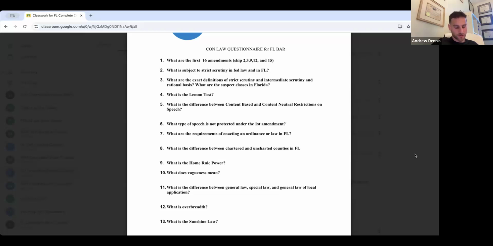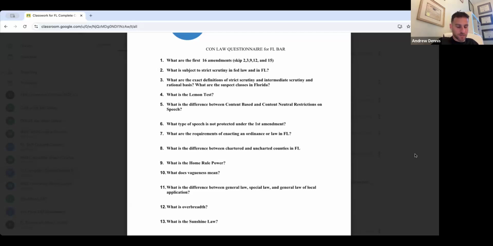Intermediate scrutiny, and Stephanie on Thursday helped the class understand this, is an important government interest, right? It's substantially related to an important government interest. And that would be like gender or illegitimacy. So strict scrutiny is necessary to achieve a compelling government interest, and intermediate scrutiny is substantially related to an important government interest. The government will bear the burden of proof here. Intermediate scrutiny can also apply to regulations of commercial speech, and we'll see a heightened form of intermediate scrutiny apply to time, place, and manner restrictions.